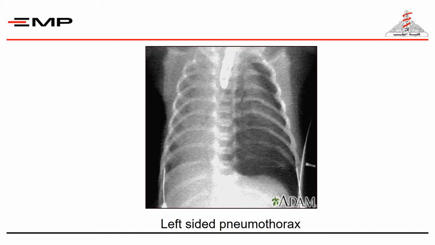Patients who are put on mechanical ventilation are liable to pneumothorax, or collection of air in the pleura. On the left side, there is a right-sided pneumothorax, as you can see in this diagram. And on the right side, this is a plain X-ray showing left-sided pneumothorax.